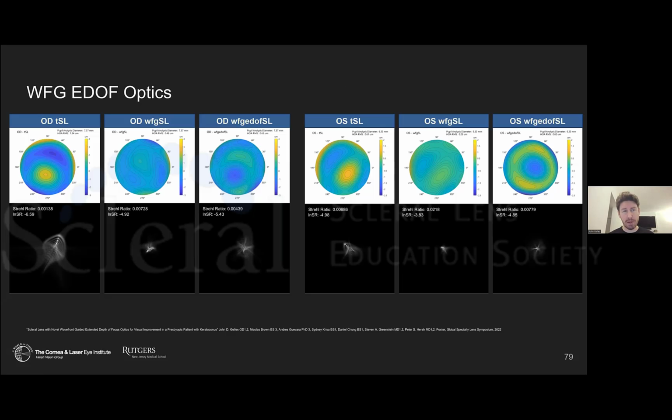Now, we're also experimenting with the ability, first we're trying to knock out the aberrations, right, to make the vision better for these. But what if we can knock out those aberrations and then add in just a little bit of desired aberration? Like in this case, we're trying to add in just the right amount of spherical aberration. So this is a wavefront guided EDOF optic on this.